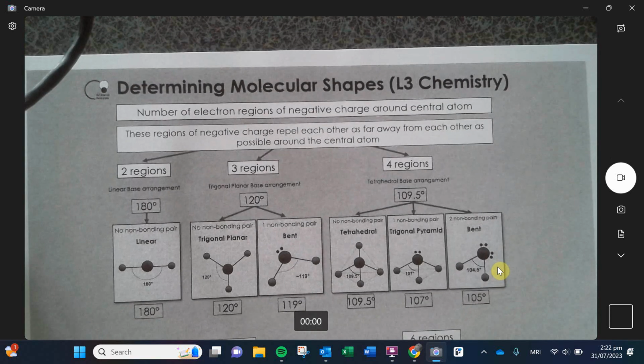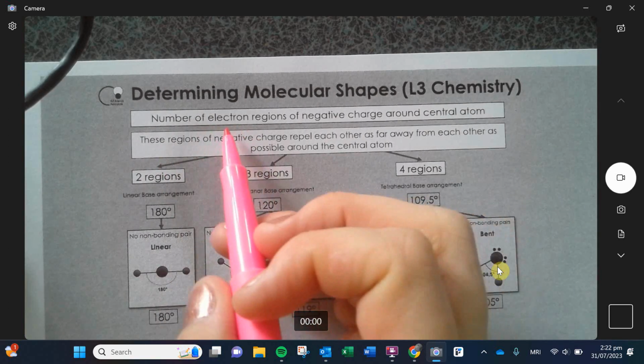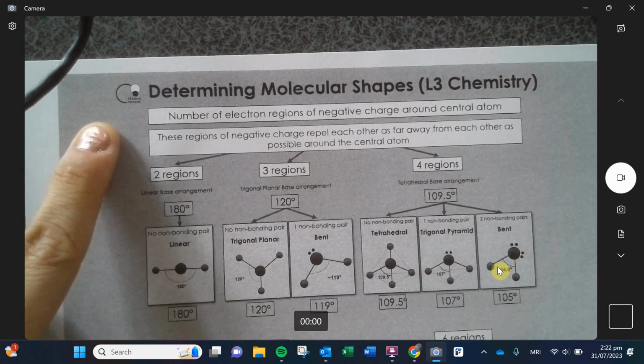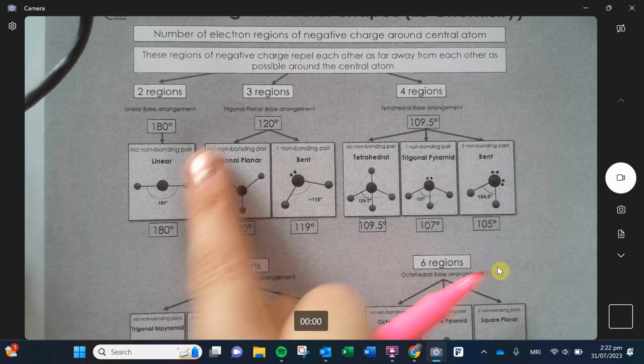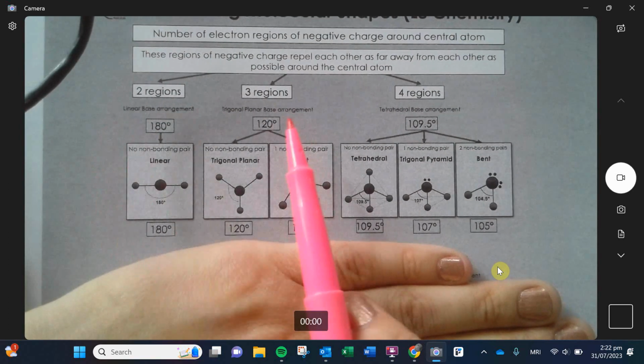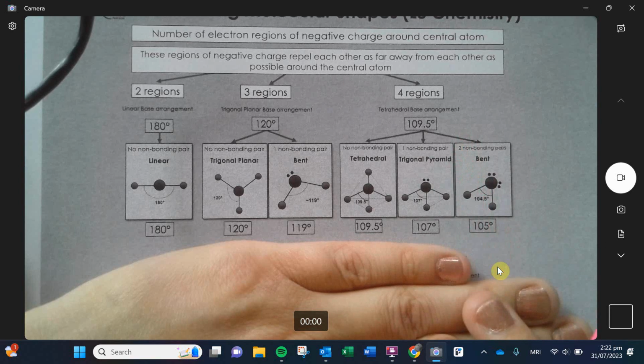Let's refresh what we do when we're thinking about shapes and the reason for that. If you remember from last year, there were 2 factors you were looking at to determine shape. The first one is the number of regions of electron density, or the number of electron regions around the central atom. We're only concerned about the central atom when it comes to the shape. That's the first thing you look at, and then you just do a little count. How many are there? Last year, you only had these 3 options: 2 regions, 3 regions, or 4 regions.